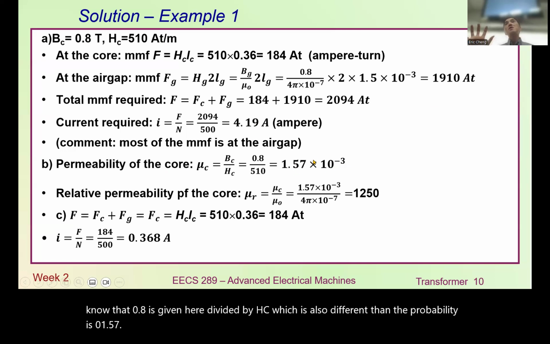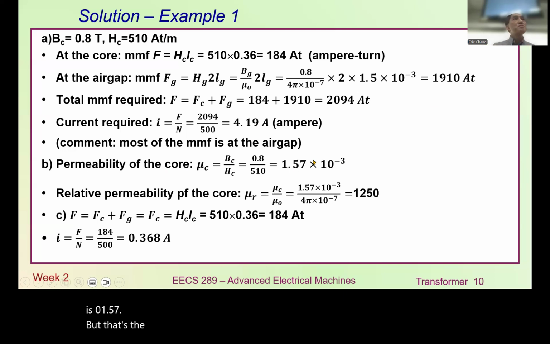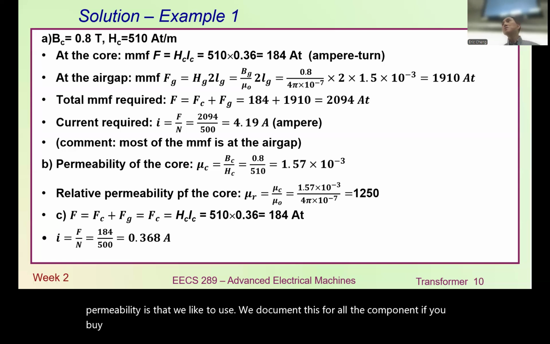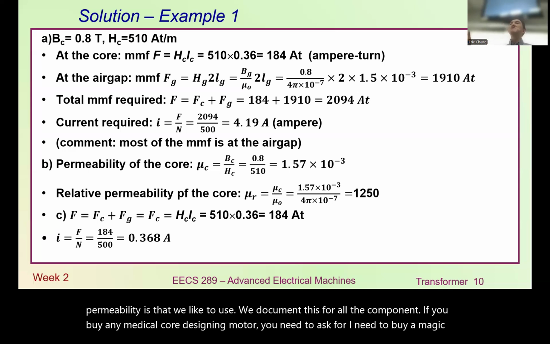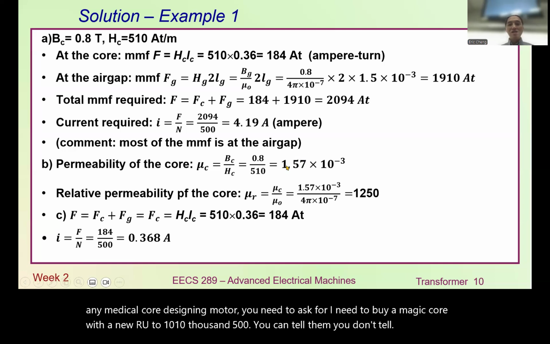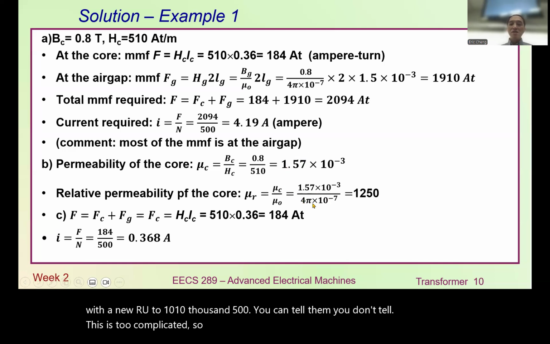But that is the permeability, not the relative permeability. You know, the equation for the relative permeability is that we usually document this for all the components. If you buy any magnetic core, design a motor, you need to say, I need to buy a magnetic core with a mu R equal to 1,000, 10,500. You need to tell them. We don't tell this, this is too complicated. So that's why we divide by the free space permeability, mu naught. I think you all know that.